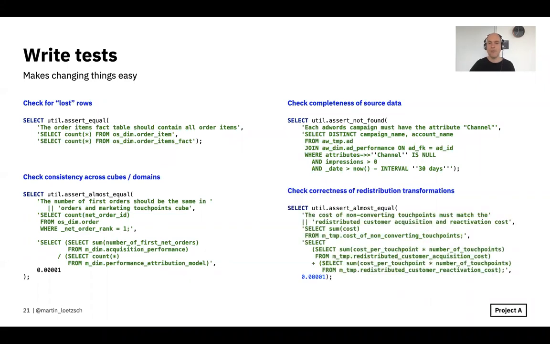Or if you do stuff in a pipeline, for example, here distribute costs from some touch points to the others, you still want to make sure that in sum it's the same, so that you didn't actually make a mistake somewhere. Is there a question about that?